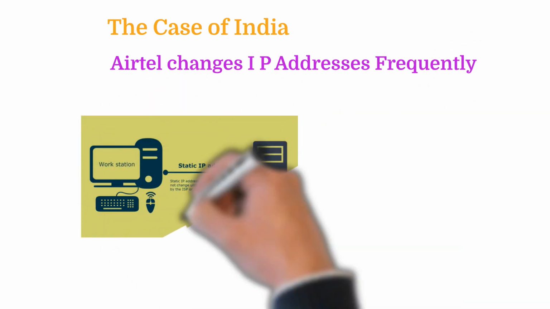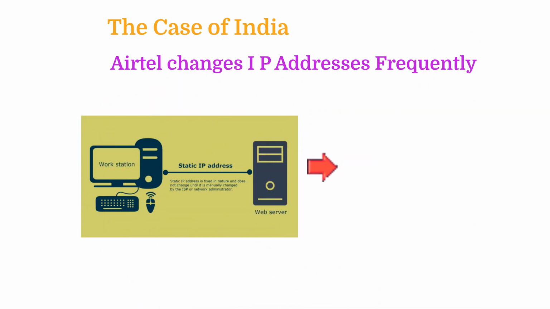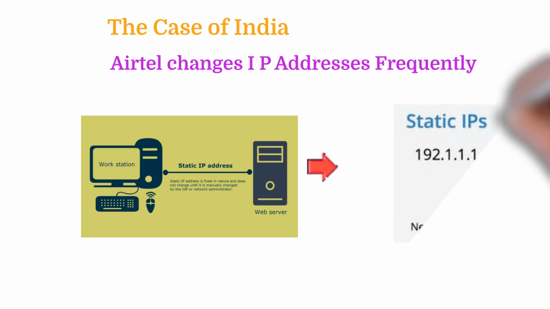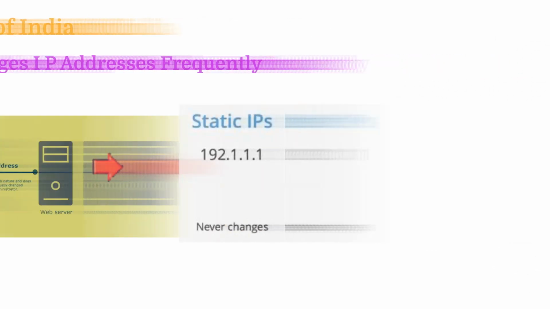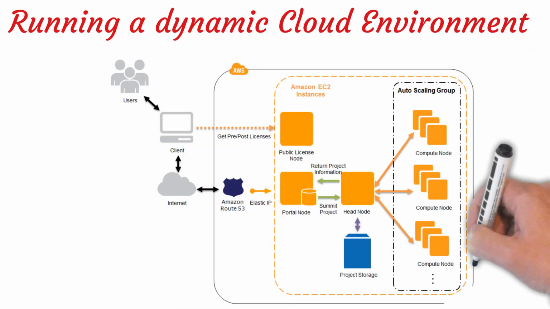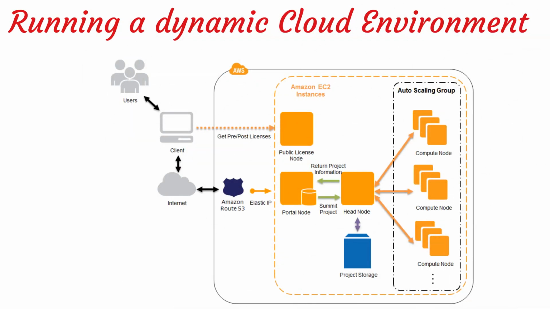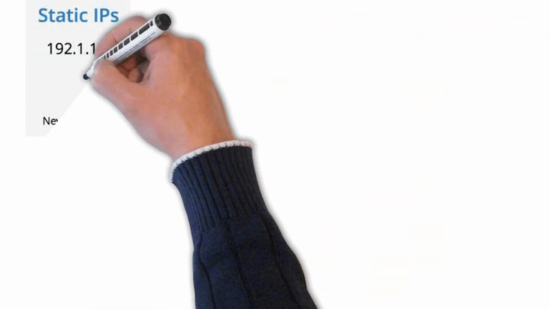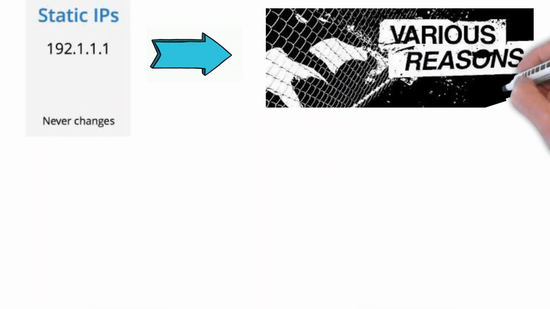The alternative to this system is the static IP address. This is an IP address that never changes. If you are running a dynamic cloud environment, this would be necessary for advertising your content to the public internet. This is a primary function of elastic IPs, which contain the static IP address component. A static IP is useful for various reasons.